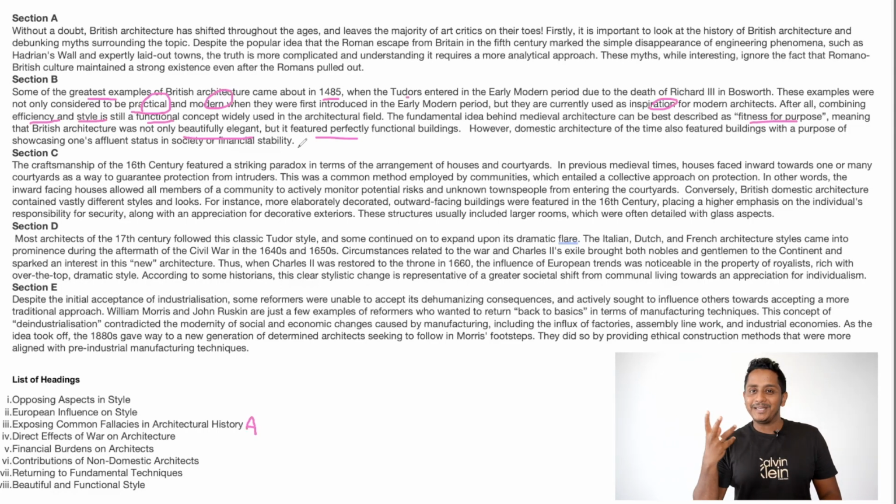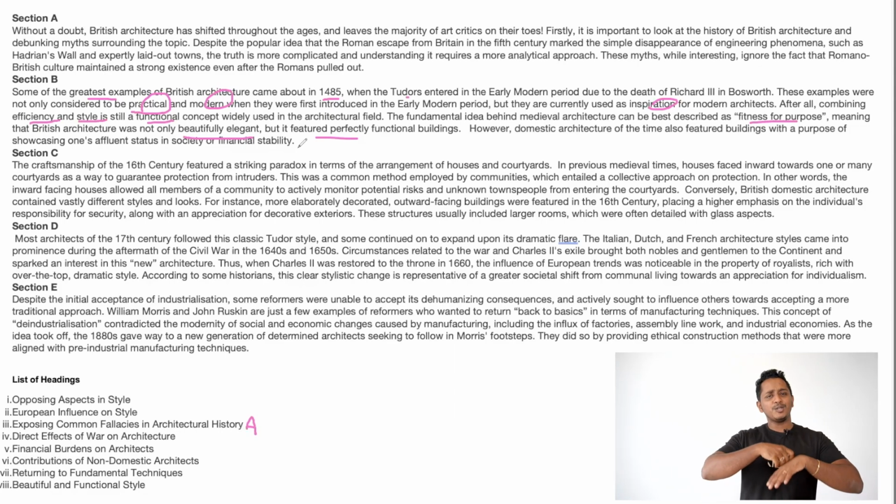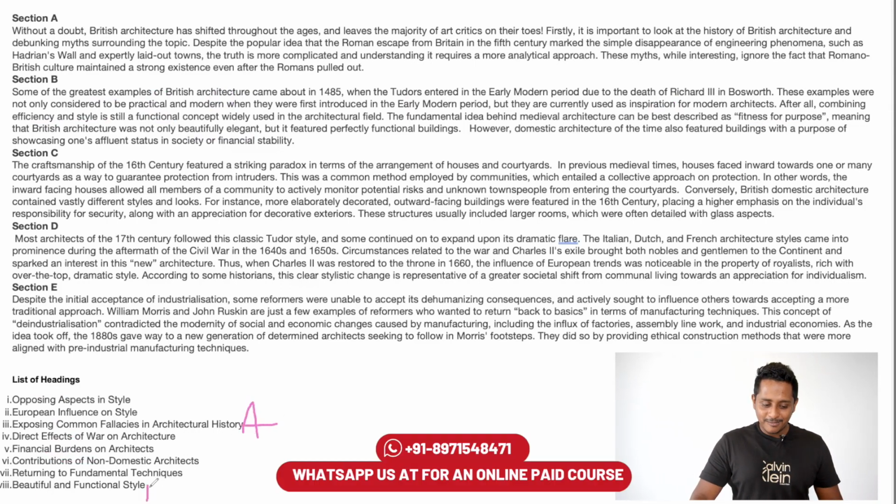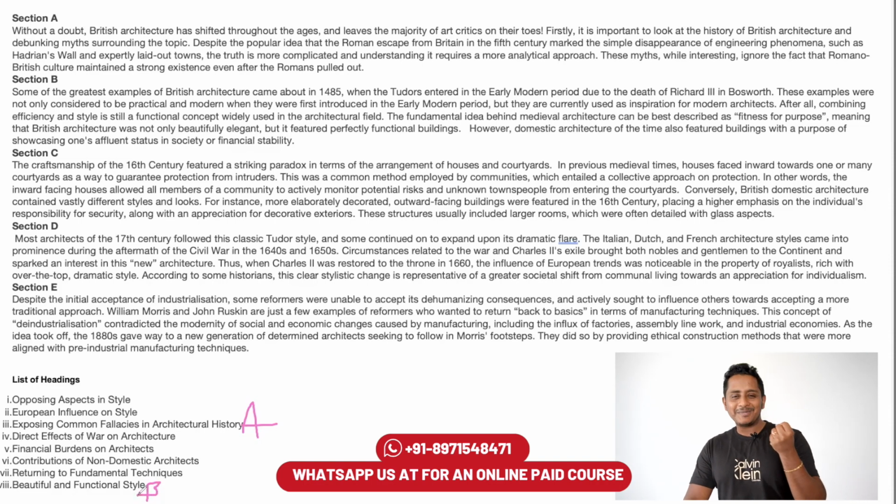You don't need to eat the entire mango. Just squeeze the summary. The summary is they're talking about an example which is very beautifully elegant, featured perfectly functional buildings. Probably it's talking about some style being very nice. It's not opposing aspects, it's not European influence, financial burden, effects, contributions. Perhaps it's beautiful and functional style. Hope you agree. That's how you do it quick, by squeezing the summary.